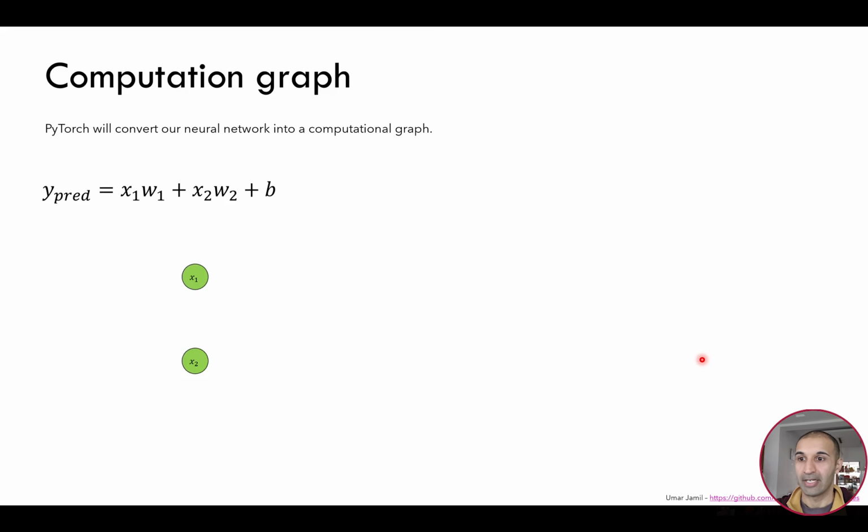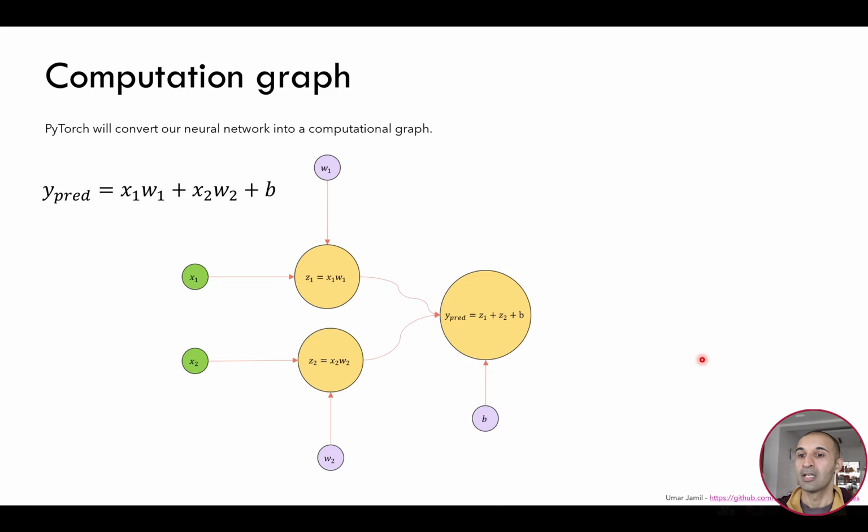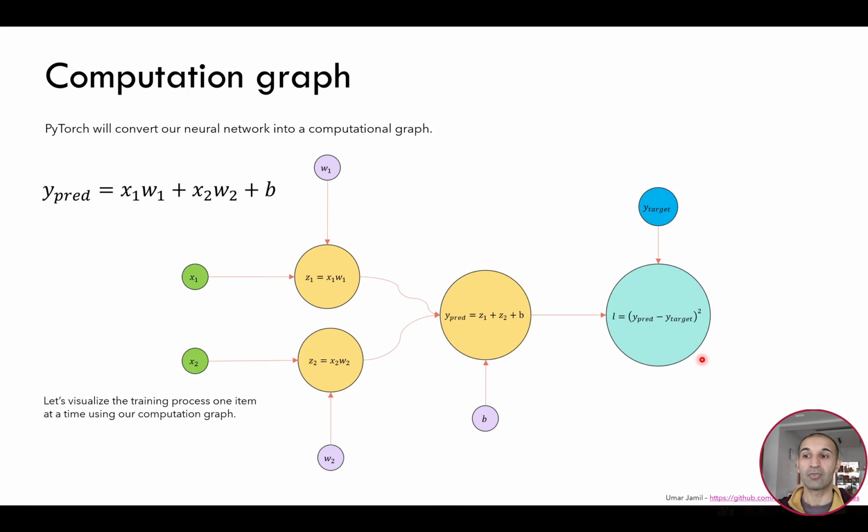So it will take our input and multiply it by the W parameters, each input with its own weight. Then it will combine the sum of the two plus the bias term. This will produce an output. Then we have a target. The target is compared with the output to produce a loss. And then we run backpropagation to calculate the gradient of the loss function with respect to the parameters.